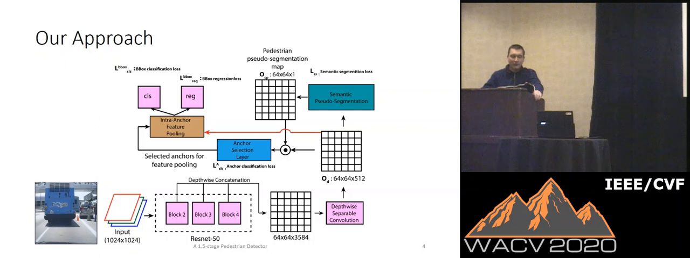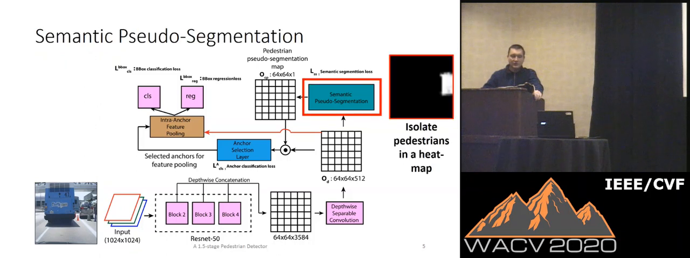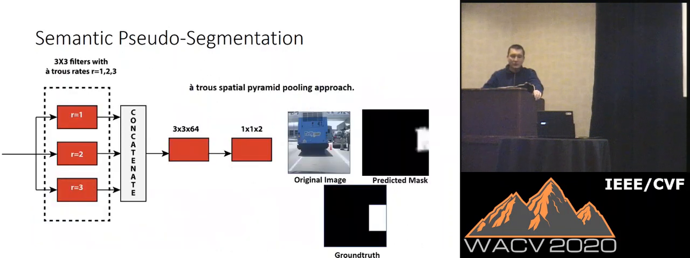For that, we get as input the feature map from the early fusion. Why pseudo-segmentation? Because we don't have a pixel ground truth, we have a bounding box ground truth. What you can see on this picture is the heat map that we get. It's not that accurate, but it gives a good understanding of where the pedestrians are. To get this heat map, we have three branches with different levels of dilation, and thanks to that, we can compute this heat map, where each pixel corresponds to a potential pedestrian pixel.